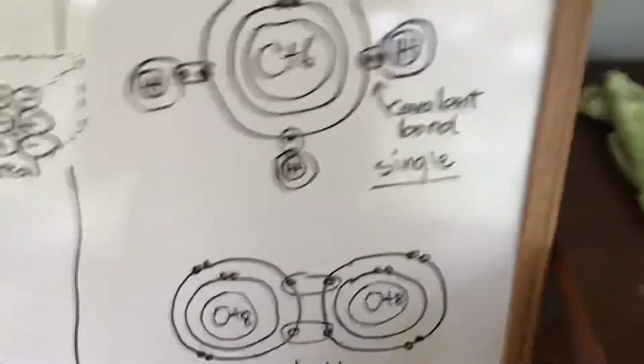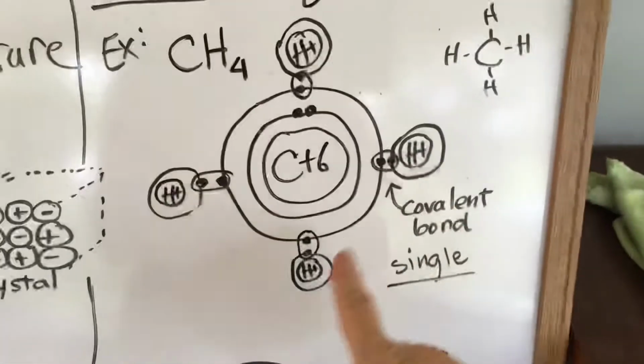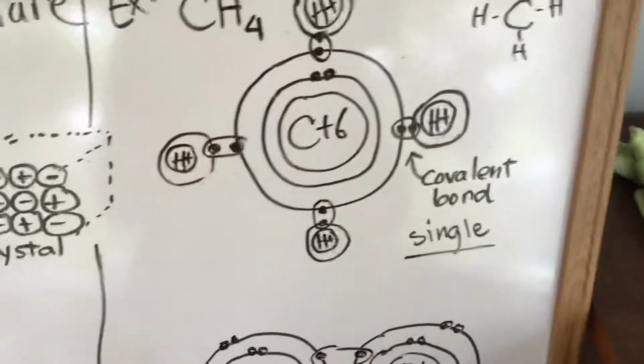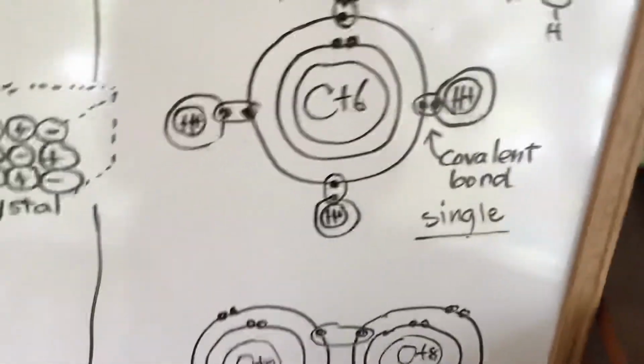All right. Now another type of equal sharing of electrons is something else. This is called a single covalent bond because each of those joiners are singly joined. Now this is a double covalent bond. This is oxygen. I forgot to write that in.